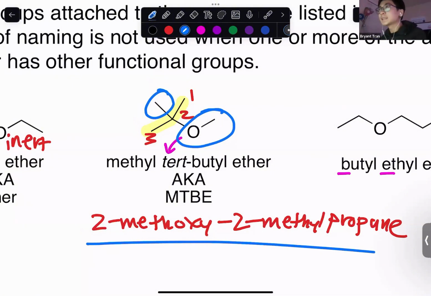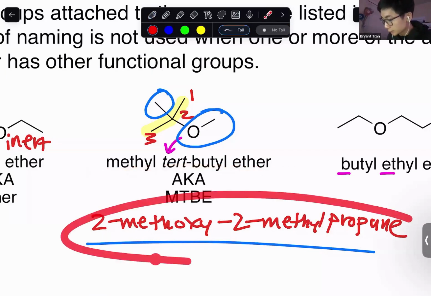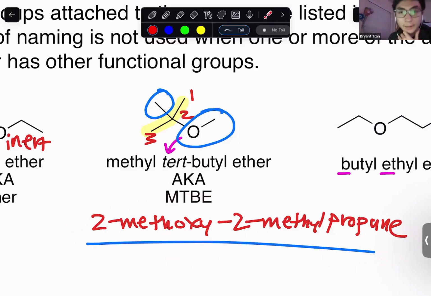So that could have given you 2-methoxy-2-methylpropane. But let me double check if that is actually another name for that. Yeah, so that is another name for it. This methyl tert-butyl ether is also known as 2-methoxy-2-methylpropane. You could have done that as well. I just watched a video on this, so it's a good review again.